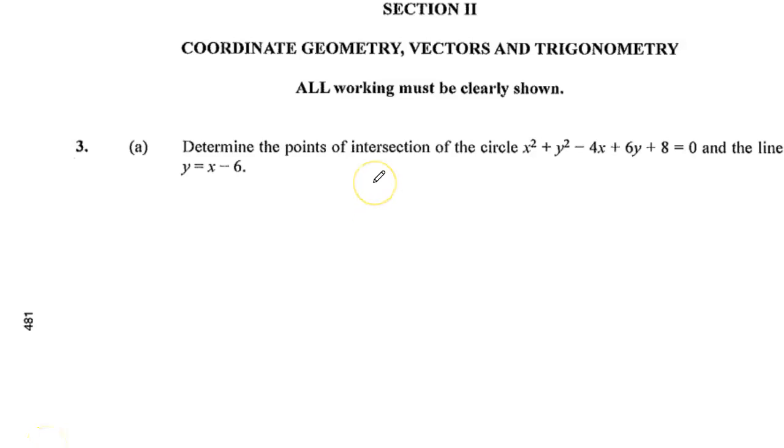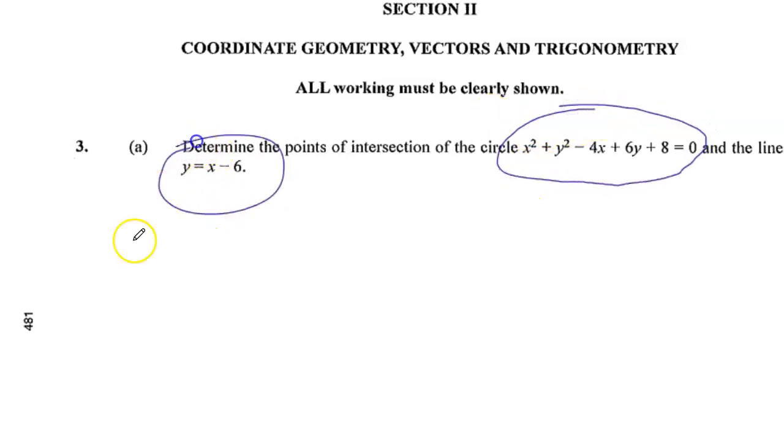Question 3. Determine the points of intersection of the circle x squared plus y squared minus 4x plus 6y plus 8 equal to 0. So this is the circle equation. And the line y equals x minus 6. So of course we're going to solve by substitution. So we're going to substitute y equals x minus 6 into the circle equation.